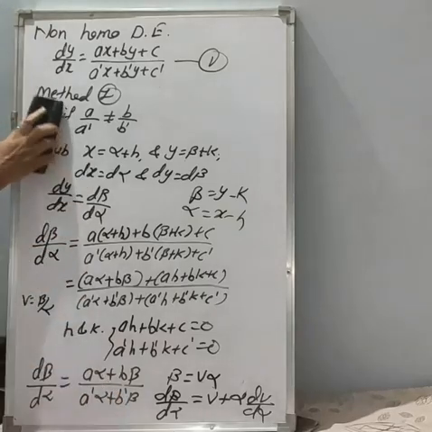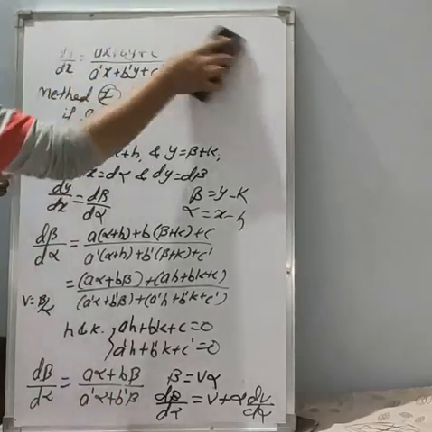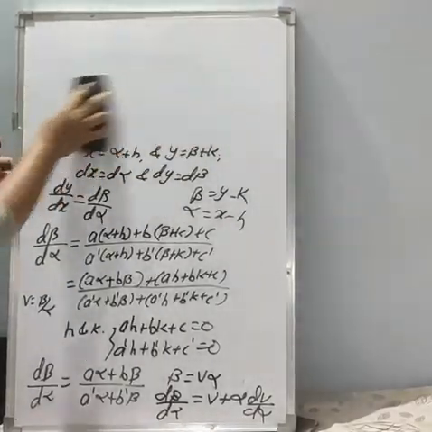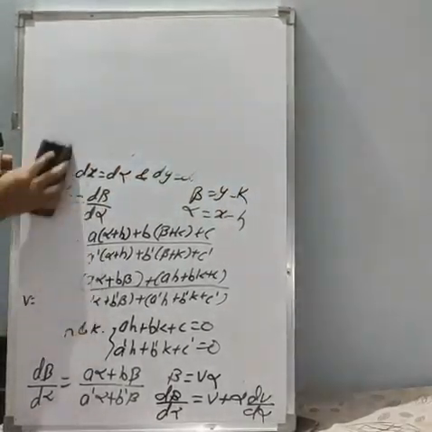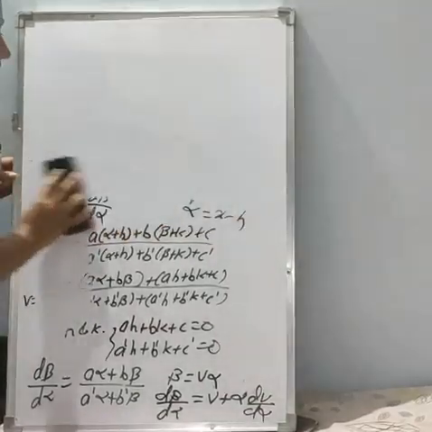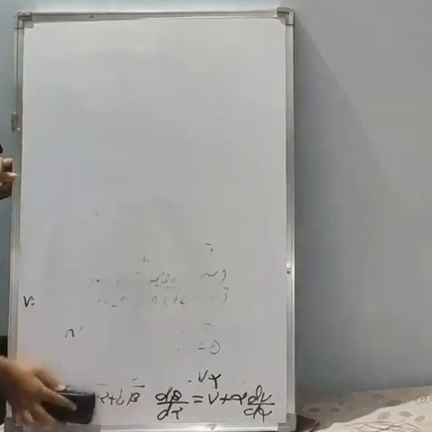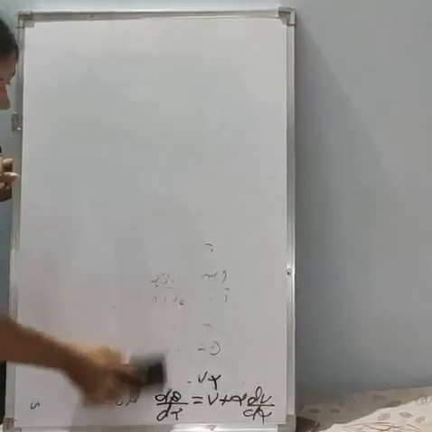Okay, let us see one example. First, we have to convert this non-homogeneous equation into a homogeneous one. Then we use the same steps we used to solve the homogeneous differential equation, only changing the variables here.